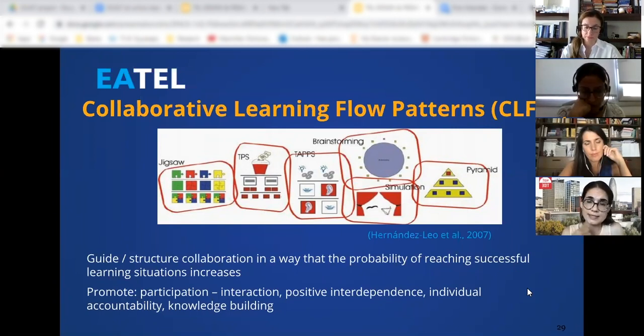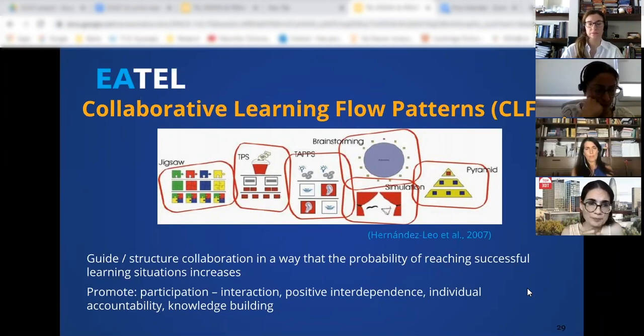So we know that this is not only facilitating engagement, participation and interaction, but this social structure is also promoting positive interdependence and individual accountability. That is the feeling of each participant that they need each other in order to succeed, and the feeling of each participant that he or she is responsible to actually contribute, otherwise the whole group will fail. Knowledge building also happens by collaboratively solving the activity together. And these kinds of mechanisms are also very clearly triggered in other social structures. So think of think-pair-share, tabs, brainstorming, simulation, and the pyramid pattern that I will further explain in the next slides.